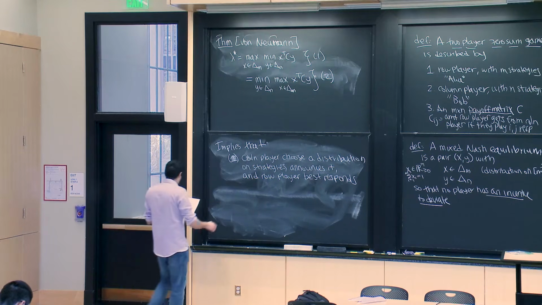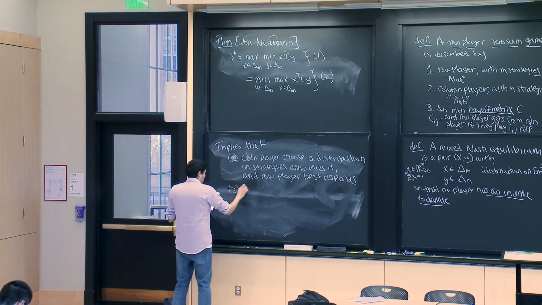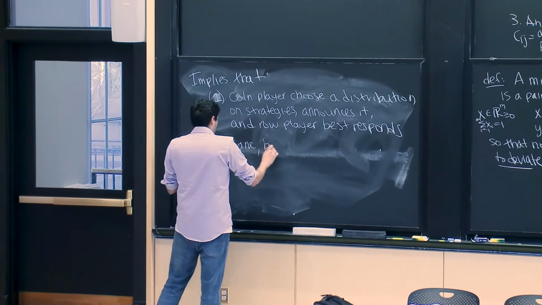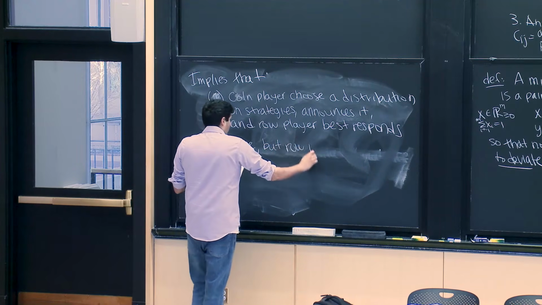All right. I might have gotten it backwards, but that's okay. And for strategy 2, it'll be the same, but the row player goes first.